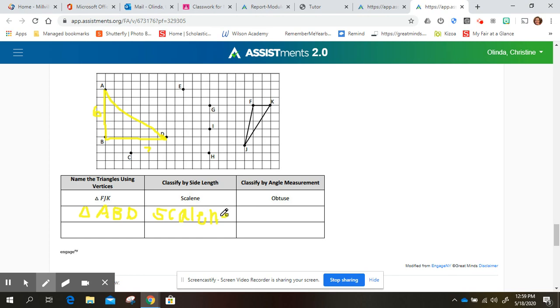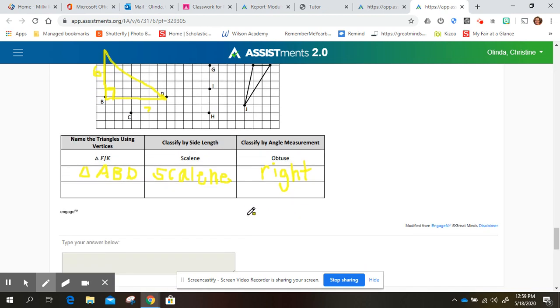But what I do know here, and I can see that square right there, when I have that little square in the corner, it has to be a right angle. It has to be 90 degrees. So the measurement of the angle would be right. And you'll type that in your answer below.